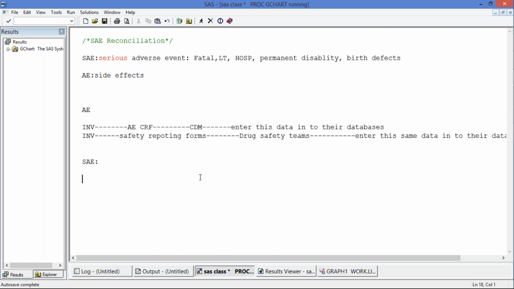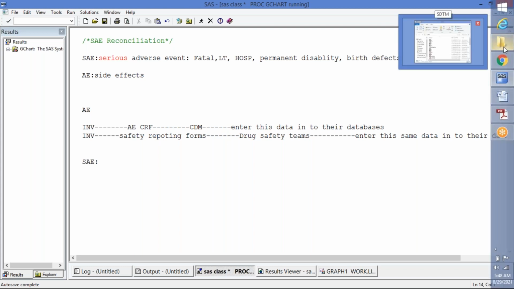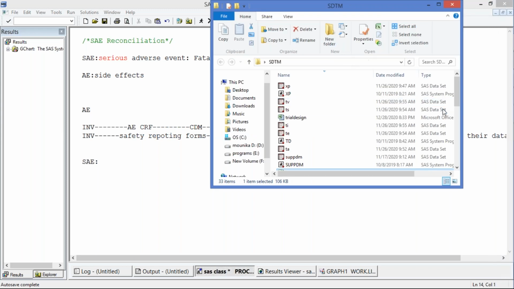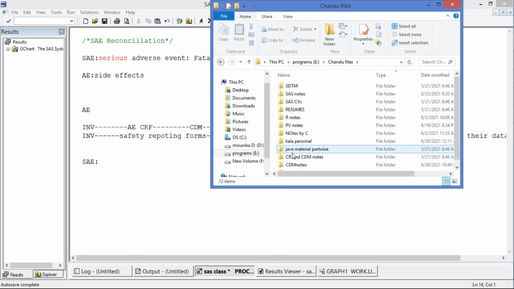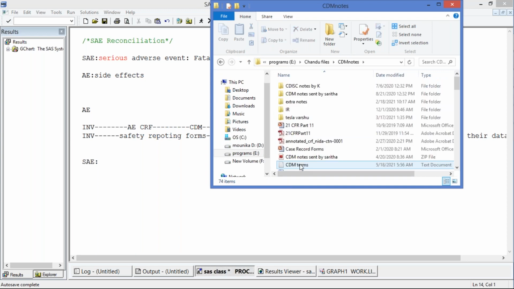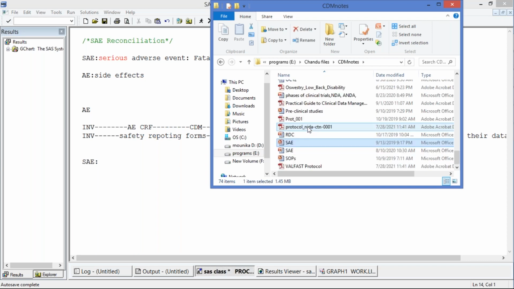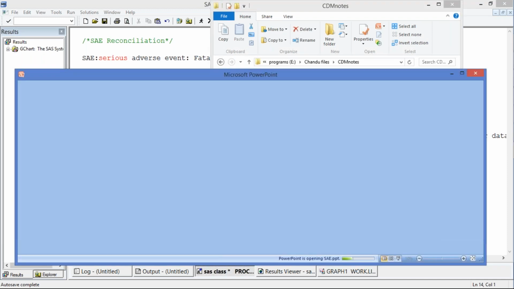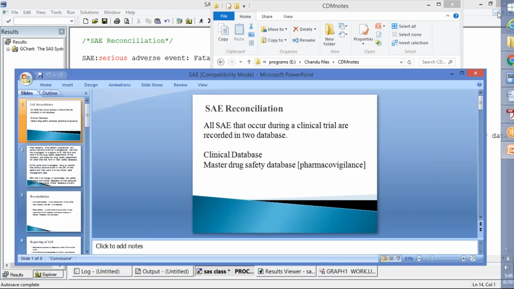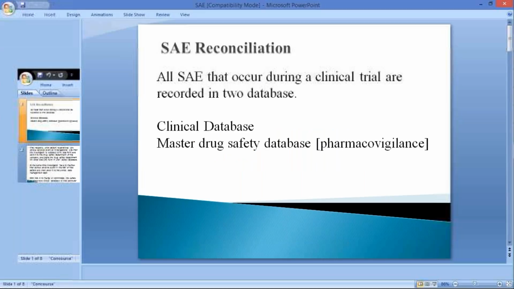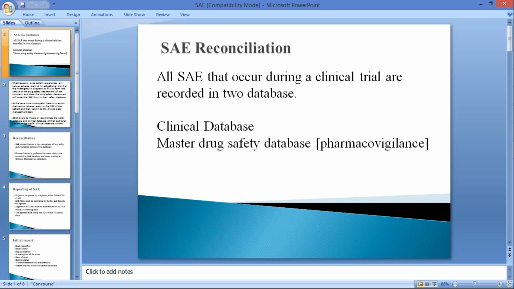So this is SAE reconciliation. You need to know what is SAE reconciliation. You also need to know, which is important, why we need to do the reconciliation. You can see all SAEs that occur during a clinical trial are recorded into two databases: clinical and safety.